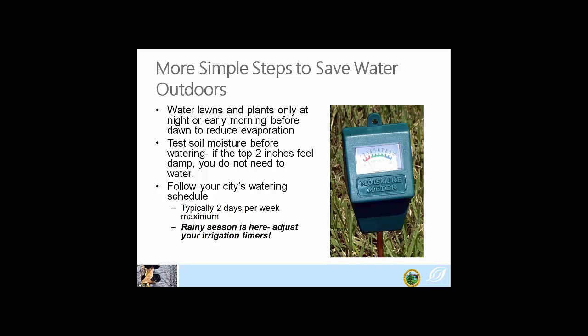Many cities also have a watering schedule, which is about 2 days per week. In the rainy season, though, that could be overkill on the amount of watering that you need. You may end up not needing to water at all. So pay attention to the weather. If possible, adjust your irrigation timers. If it's within your means, definitely replace your irrigation control system so that it's weather-based, and that way you won't have to adjust based on the weather. The controller will do it for you.